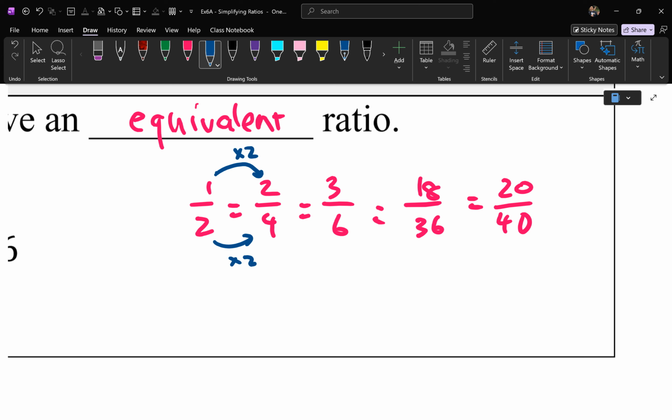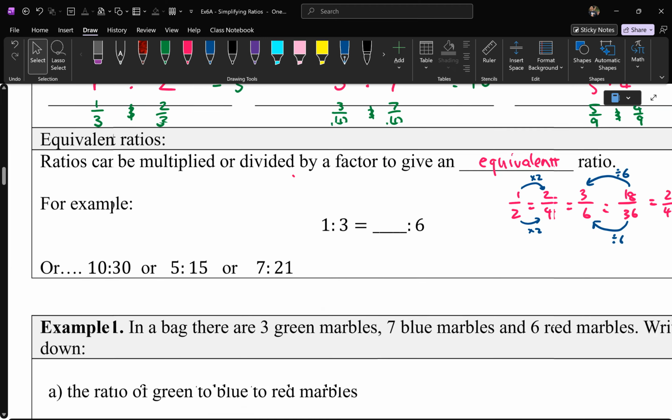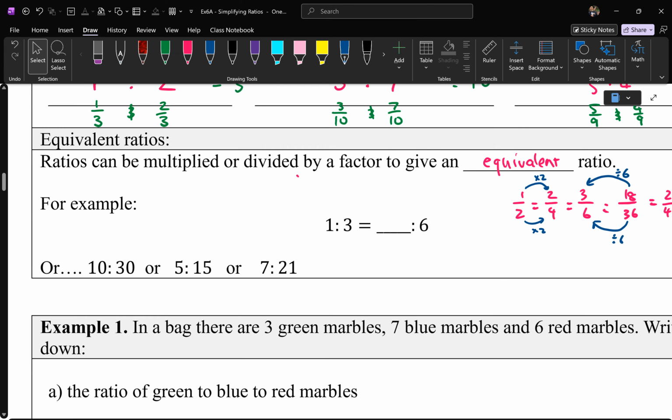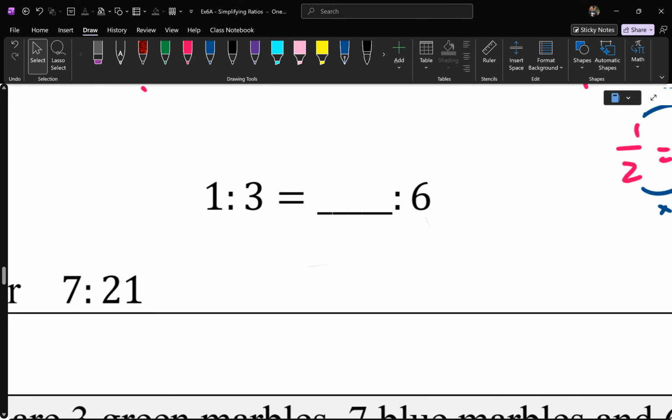Or you could go backwards. You could have gone from 18 to 3. 18 divided by 6 gives you 3, and 36 divided by 6 gives you 6. That's what that line means when I say ratios can be multiplied or divided by a factor to give an equivalent ratio. So if you can do it for fractions, you can definitely do it for ratios. It's just that the way it's written, students look at this and get confused. So let's have a look at this example.